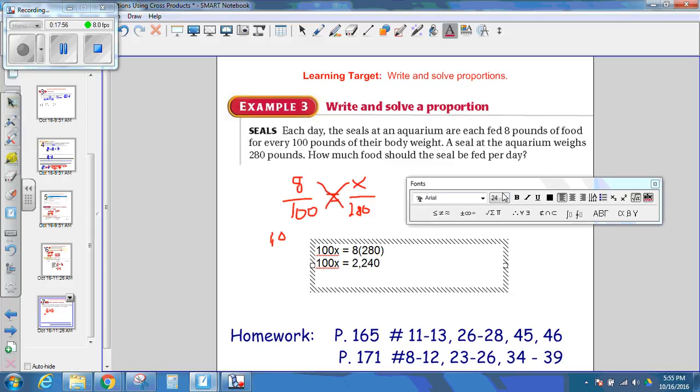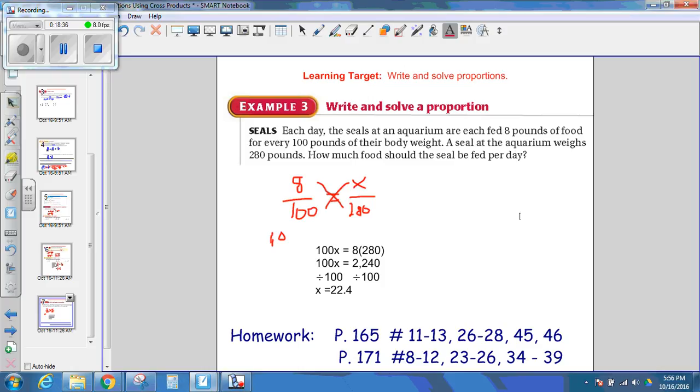And so now I'm going to divide both sides by 100 to try to solve for x. And I get x equals 22.4. We divide by 100, not 10. And so this tells us that a 280-pound seal needs 22.4 pounds of food per day. So that's how you do this in a word problem.